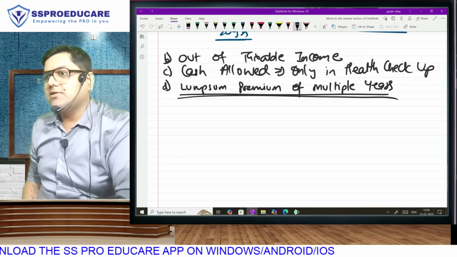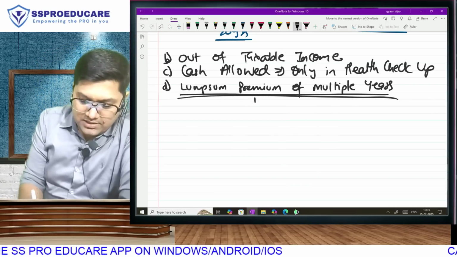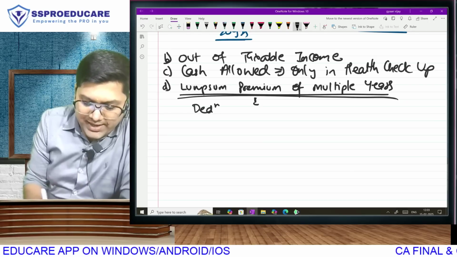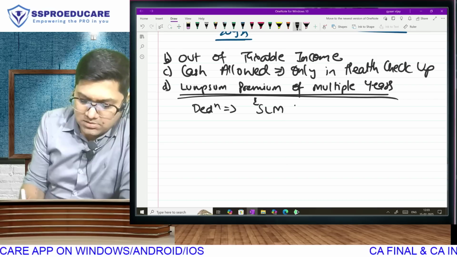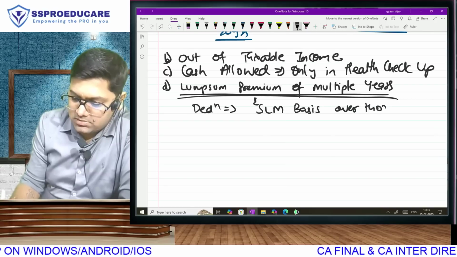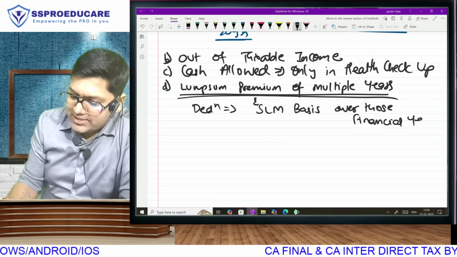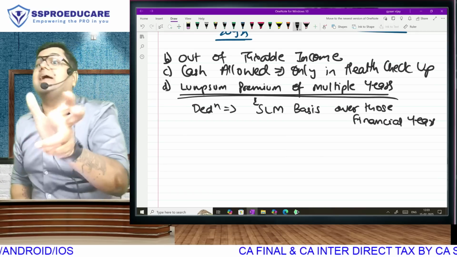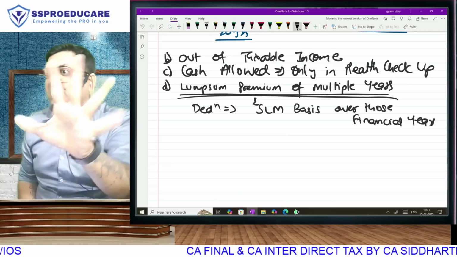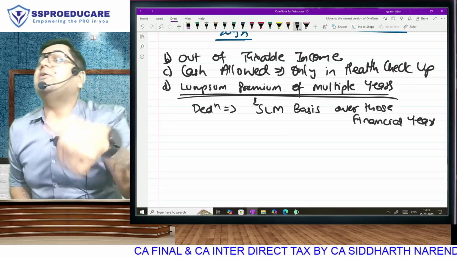So auntie made this problem a little easy for people by saying, this deduction I will give you on SLM basis over those financial years. So can I say basically, instead of taking 90 restricted to 25, what has auntie done for us? 90 divided by 5. 5 years policy, no? So every year 18. And that 18 is within limit.